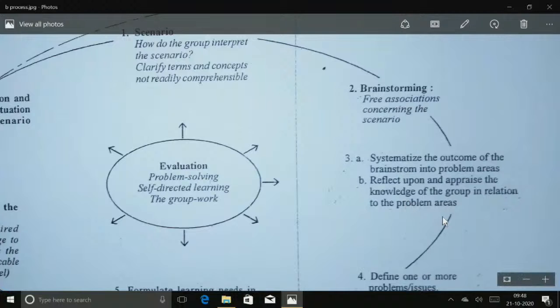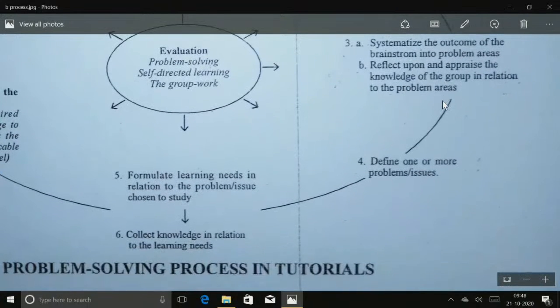After the third step is completed, you will have to go to the fourth step. That means define one or more problems or issues. Once you read the scenario completely, you will have to analyze the scenario in relation to the different aspects provided in that particular scenario. So you know something and you don't know something. You will have to take down those problems or issues.